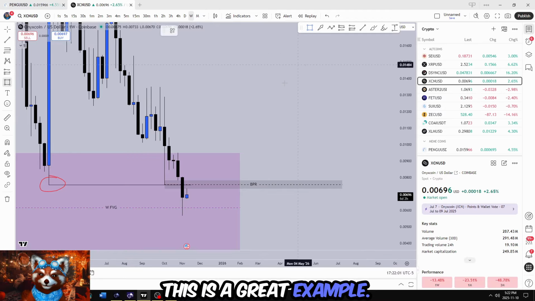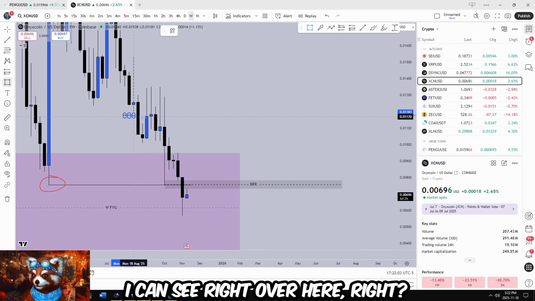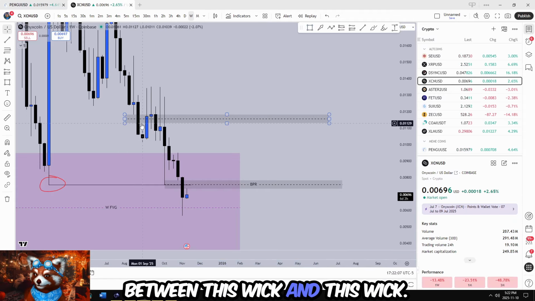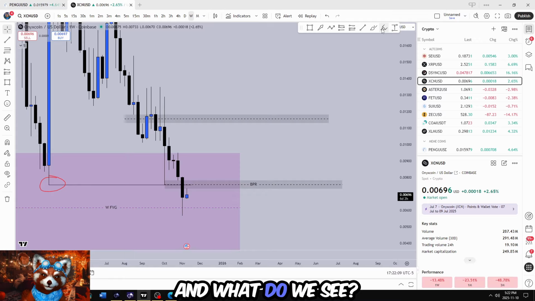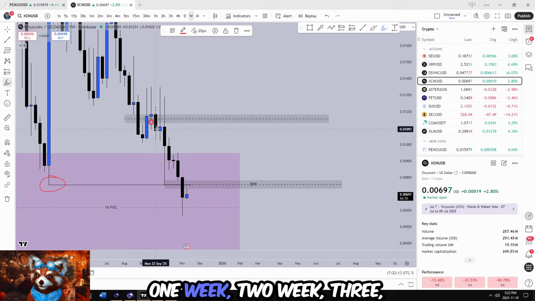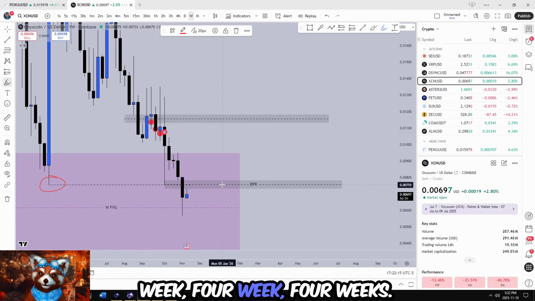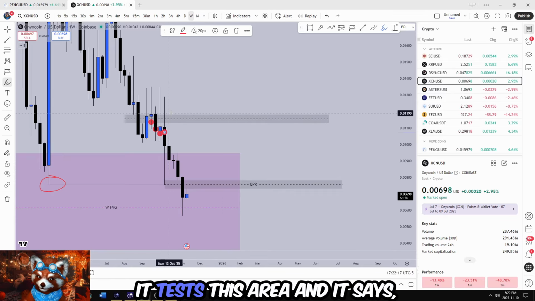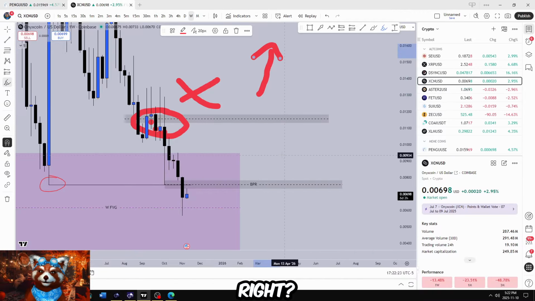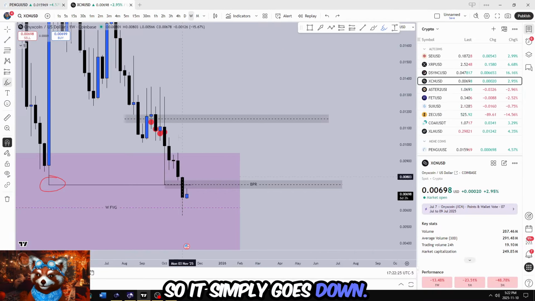This is a great example. I can see right over here, right? So you can see there's that imbalance in price between this wick and this wick. And what do we see? We see price test for how many weeks? 1 week, 2 week, 3 week, 4 week. 4 weeks, it tests this area and it says, no, I do not want to push to the upside, right? So it simply goes down, right?